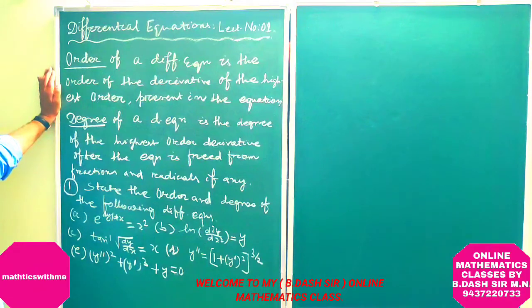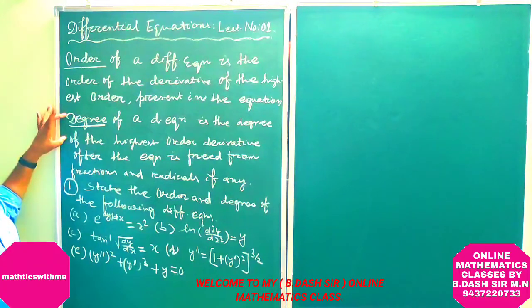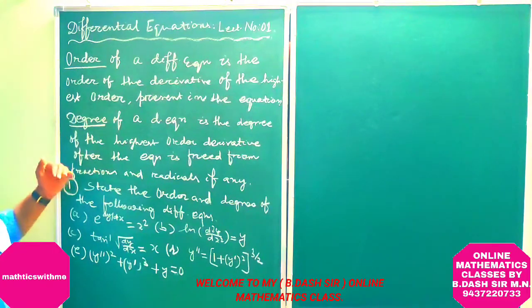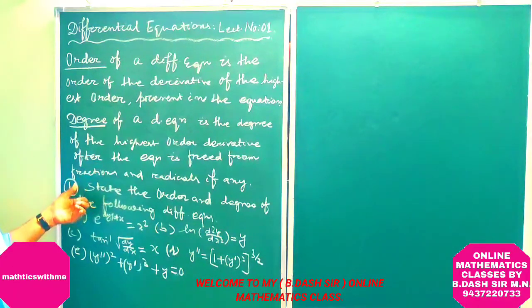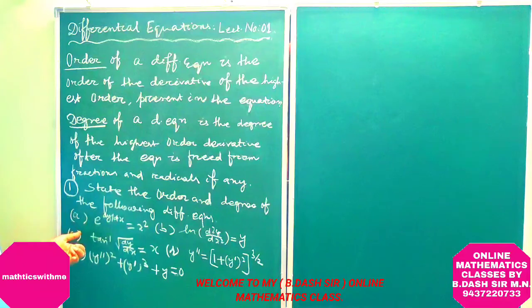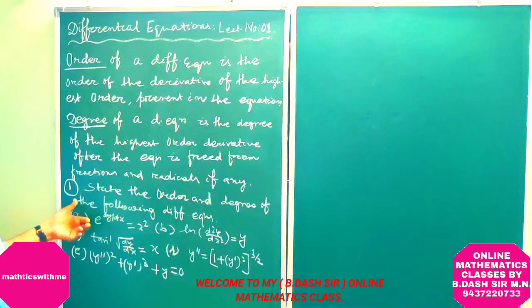Order of a differential equation is the order of the derivative of the highest order present in the equation. Degree of a differential equation is the degree of the highest order derivative after the equation is free from fractions and radicals, if any. Now, let us proceed to solve problems on order and degree of a differential equation.